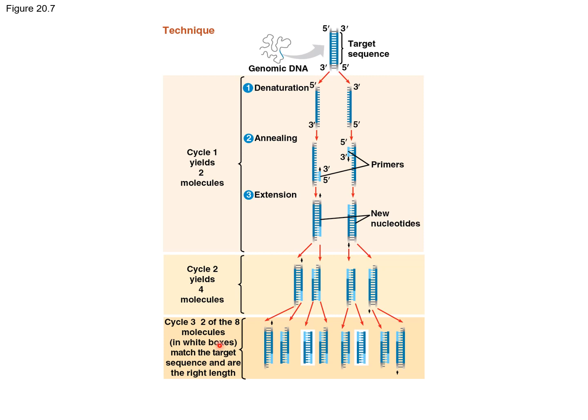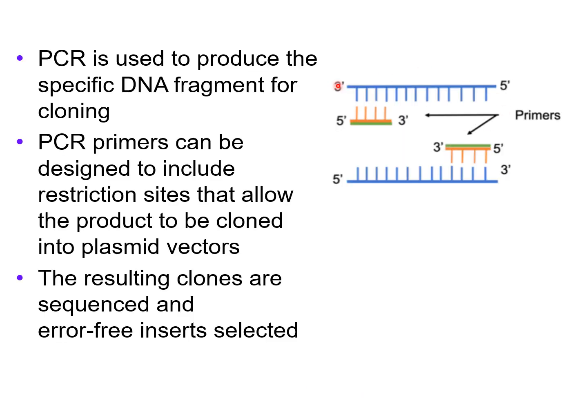So we amplify it usually about 20 to 30 cycles, and then we purify for the intermediate length products that we're interested in. So here's the basic setup. You have your primers that flank the sequence of interest. They can be in the sequence or they can be a little bit beyond the sequence if you need it.